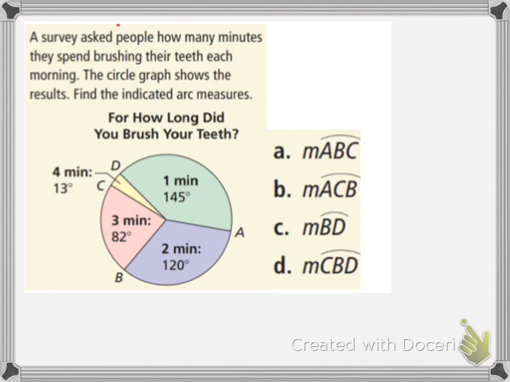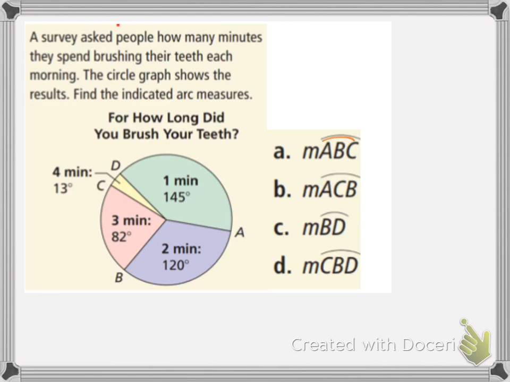At the bottom of the page, there is a pie chart survey. A survey asked people how many minutes they spend brushing their teeth each morning. The circle graph shows the results. Find the indicated arc measures. I really wish they would have done a survey about how long you wash your hands every day, but nonetheless. We have the measure of ABC.